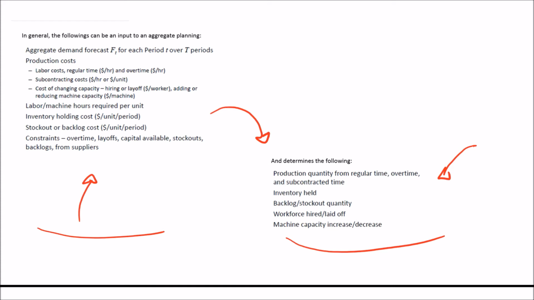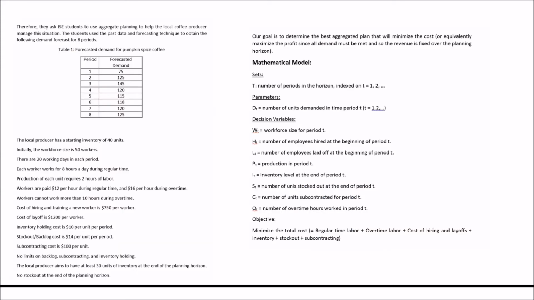So if we move on to our problem, we have some data and let's talk about what we have. The local producer wants to handle this issue because it's a serious matter, and they ask the industrial and systems engineering students to use aggregate planning to manage this situation. So the students used the past data and found the forecasted demand for 8 periods. So this is our demand, which is a parameter, and this is going to be an important parameter of our aggregate planning problem.